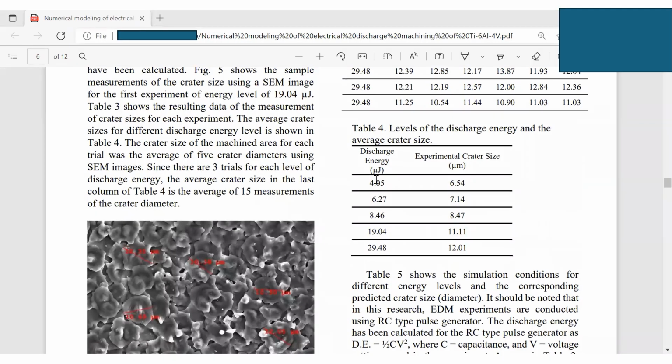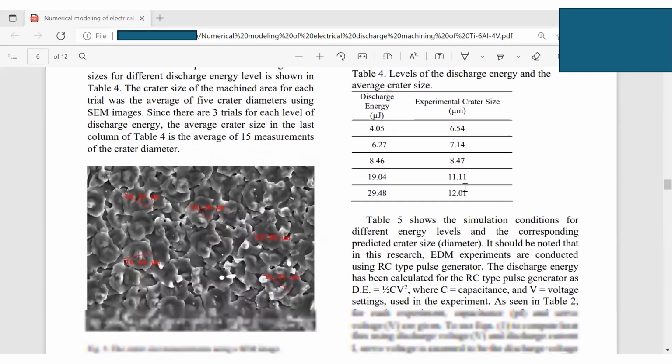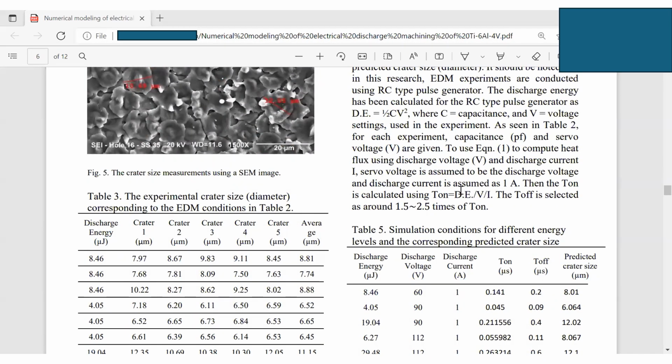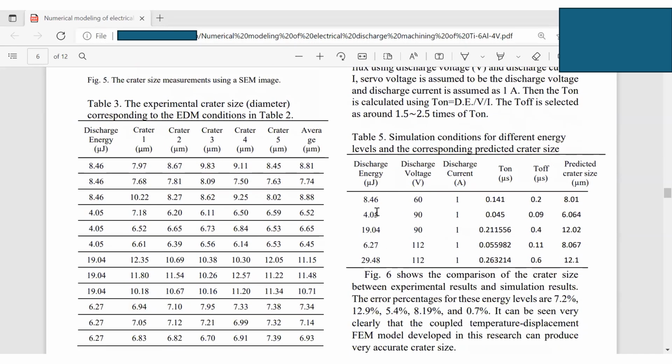The discharge energy is corresponding. Here is the discharge energy, and this is the corresponding experimental crater size. And Table 5 is our simulation results. So you must have the same result, the same discharge energy.